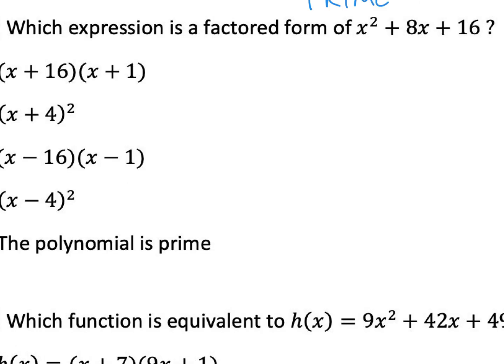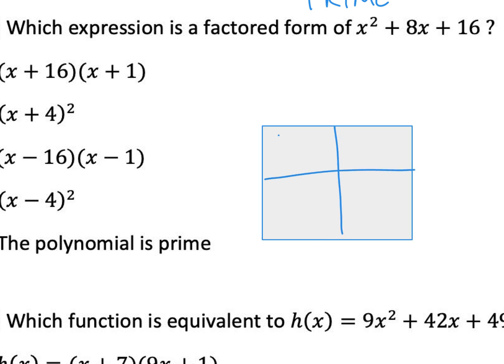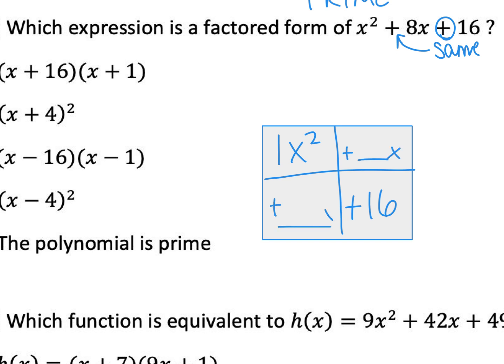Let's try another one here. Is there a GCF? That's where we always want to start. Is there a GCF? No. We're going to draw our box. We're going to set it up. A is 1x squared. C is 16. C is positive. Are the signs the same or different? They are the same, and they're going to match B. So we know this is a positive something X and a positive something X.